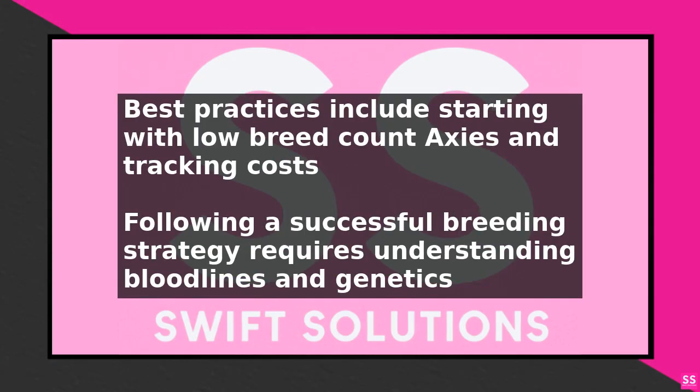Best practices for Axie breeding include starting with low breed count Axies, selecting parent Axies with complementary traits, and considering the bloodlines of the parent Axies. It is also essential to keep track of the breeding costs and to adjust your strategy accordingly.